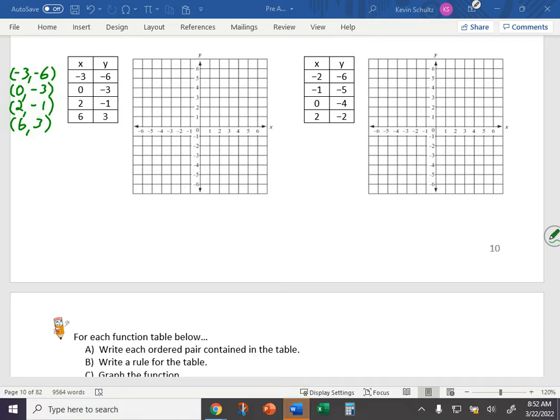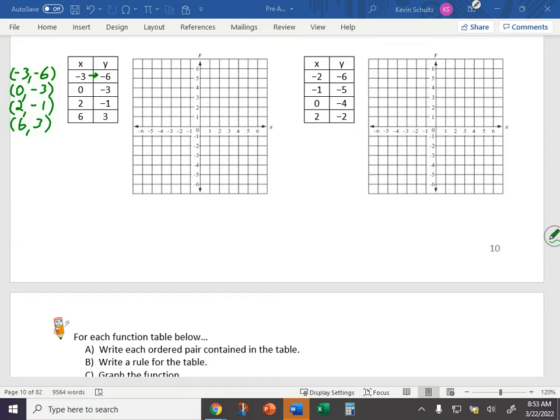And now, to find that rule, you're essentially looking for that pattern. How do I get from negative 3 to negative 6? And then is that pattern consistent throughout the table? For example, you might think, oh, okay, negative 3 times 2 equals negative 6. Maybe my rule is x times 2. But then you look at the next one, 0 times 2 isn't negative 3. So even though it works for the first one, since it's not consistent, it can't be a rule for the table. So what's another way to get from negative 3 to negative 6?